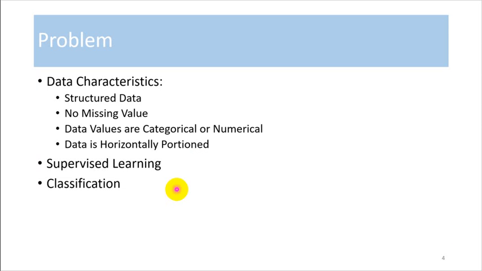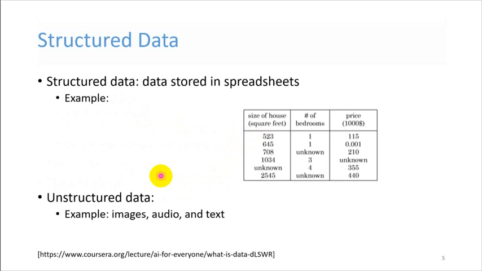First, we need to know about the characteristics of the data. The data that we are going to use for learning is structured, and there will not be missing values in it. The values for the attributes are either categorical or numerical, and the data is horizontally partitioned. And then the problem that we are going to address is classification, which is a supervised learning problem.